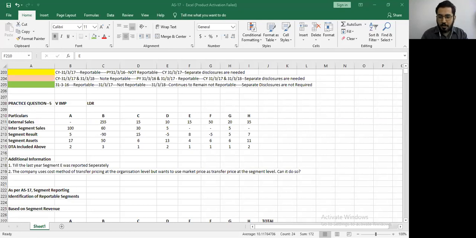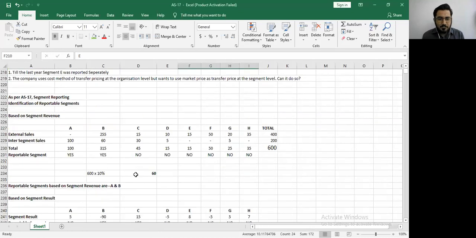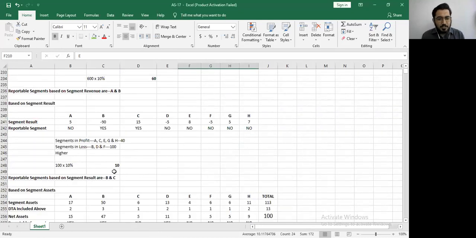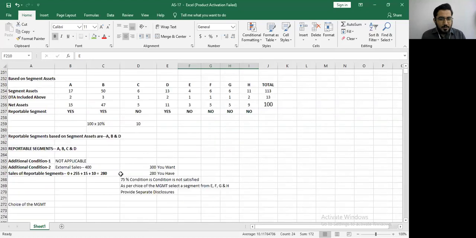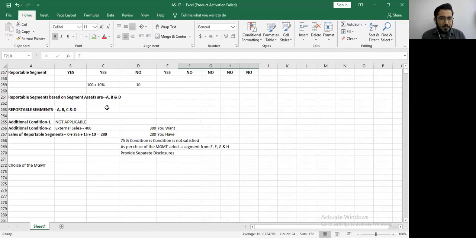G or H? Which one will you select, G or H? Of course, you will select H. So in spite of the fact that it does not satisfy the 10% criteria, I will have separate disclosures for segment H. So I am writing over here, I will have separate disclosure now for segment H.